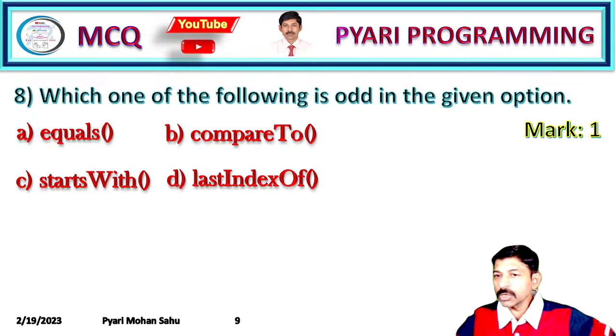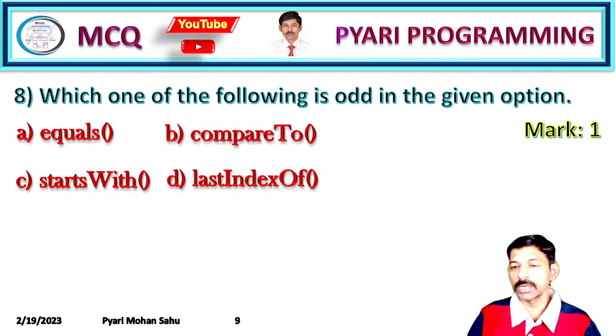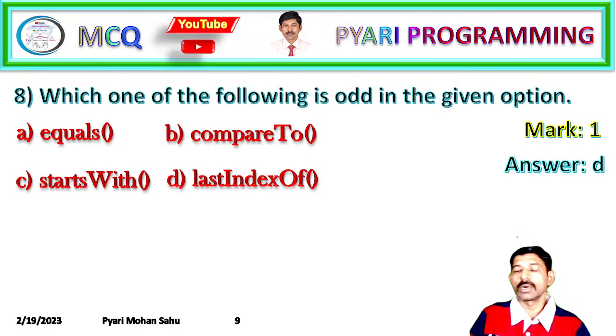Now I just want to make a clarification. I want to give a clarification to Sanchita. She said that D, last index of, and the explanation given is that because others are methods for comparing. Last index of is also comparing. Sanchita, last index of is also comparing the parameter character with the current character. Am I clear, Sanchita? Because of that reason, we cannot use that as the answer.